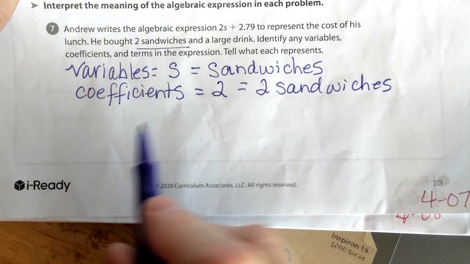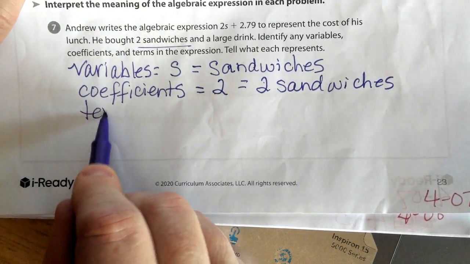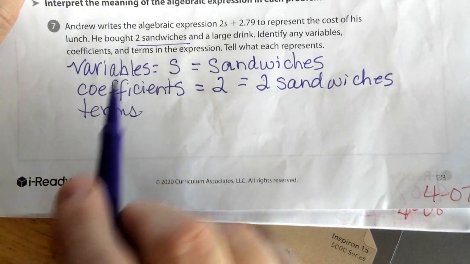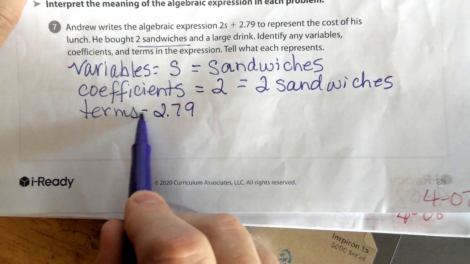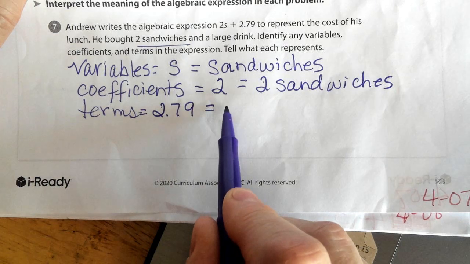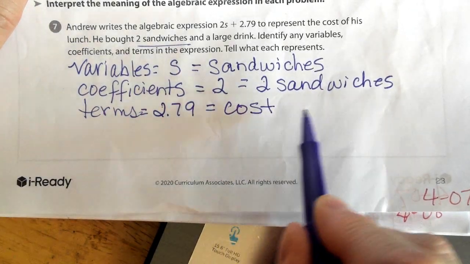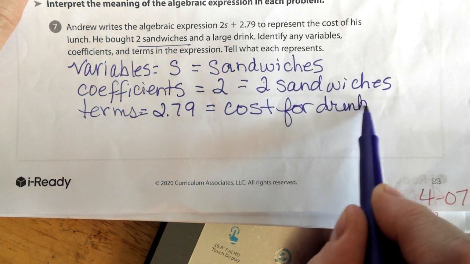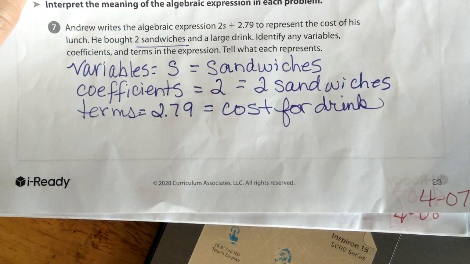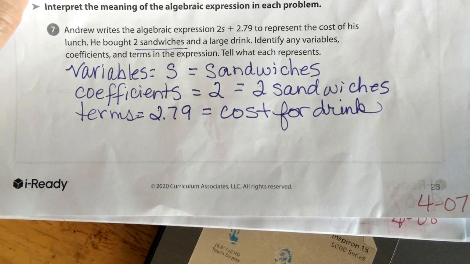Okay, and then the terms would be 2.79, which represents the cost for his drink. Okay, and that's what you need to write for that.